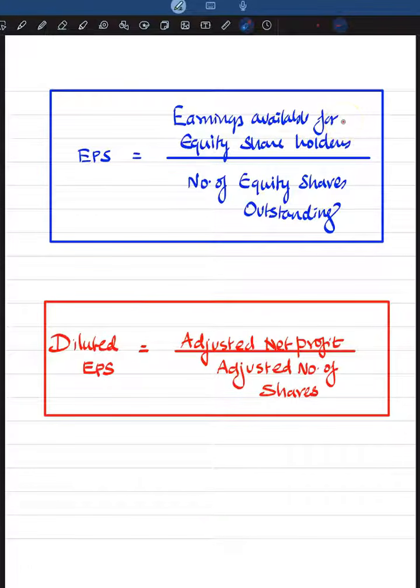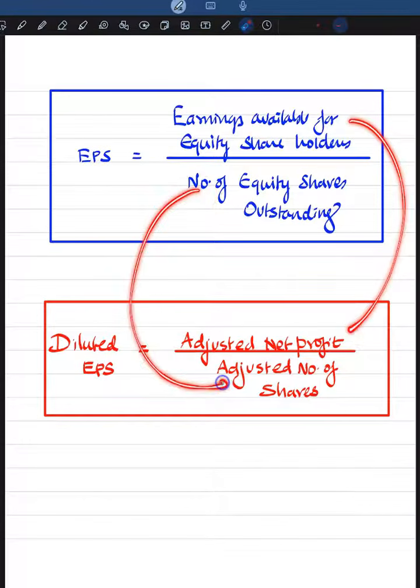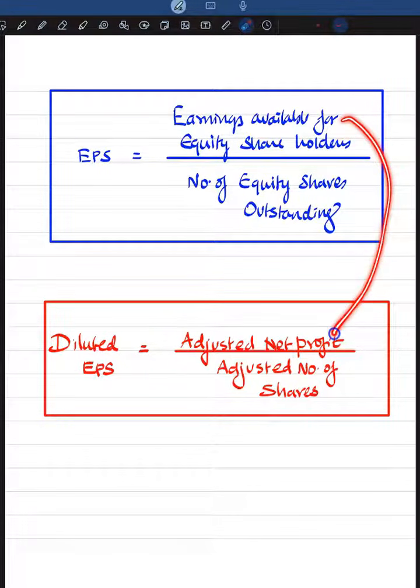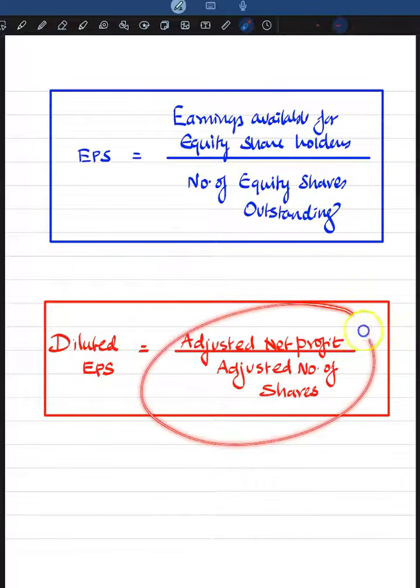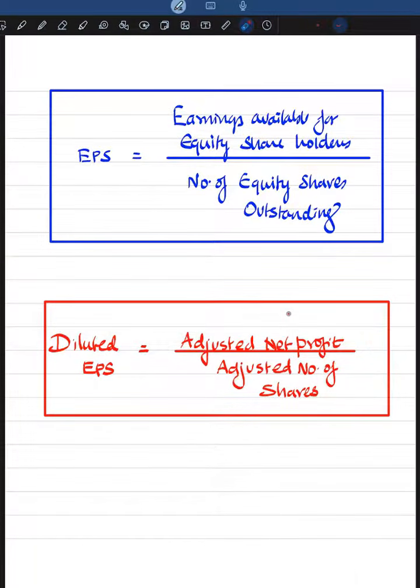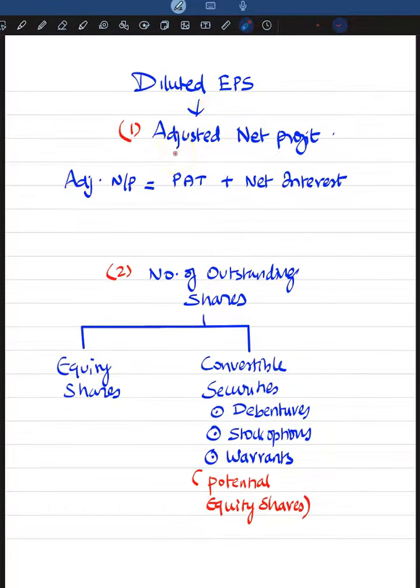Whereas in diluted EPS, we will be making adjustment in both the numerator as well as in the denominator. Instead of having earnings available for equity shareholders in the numerator, we will carry adjusted net profit and the denominator will get modified with adjusted number of shares. So there is a change in the numerator as well as in the denominator. When we say adjusted net profit, we basically take the profit after tax and with that we will add back certain interest. And not just interest, it is net interest. You will understand this with an example I'll take you through shortly.